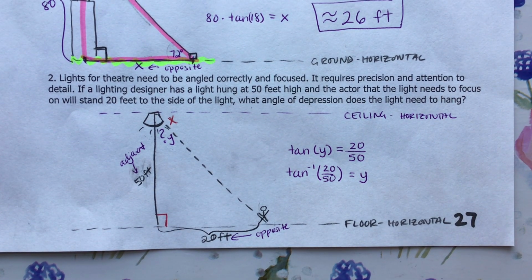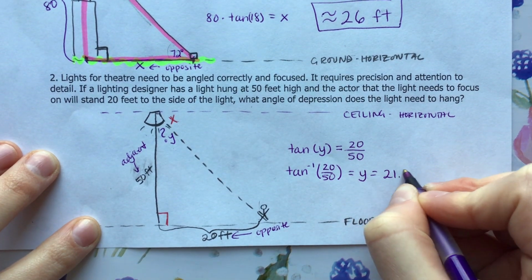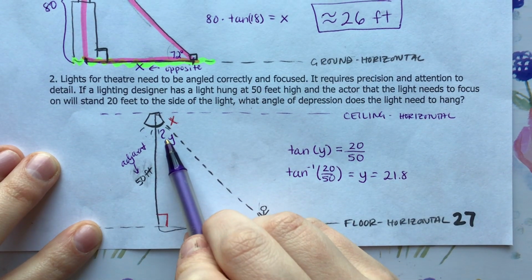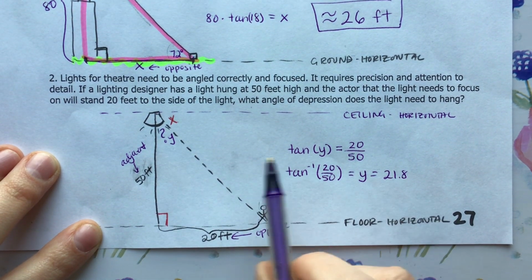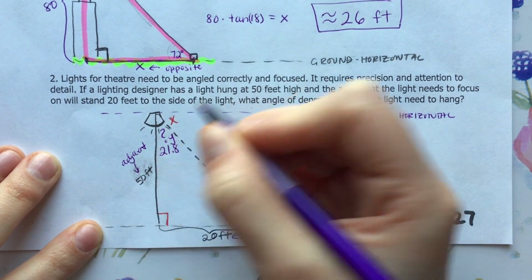When I put that into my calculator, I get 21.8, about. So this angle right here is what I just calculated because it's inside the triangle, and I'm getting 21.8.